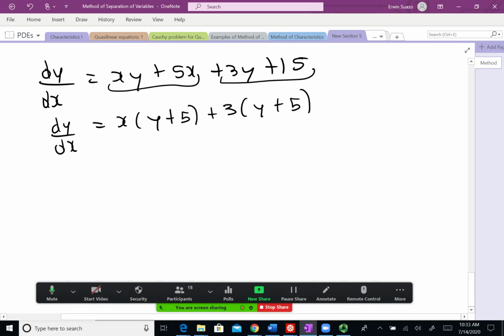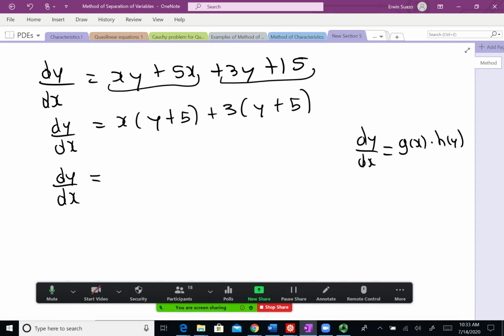So what will we do? What can we do now here? Remember, I want something like dy dx equals g of x times h of y, because this is separation of variables. So what could be h of y?